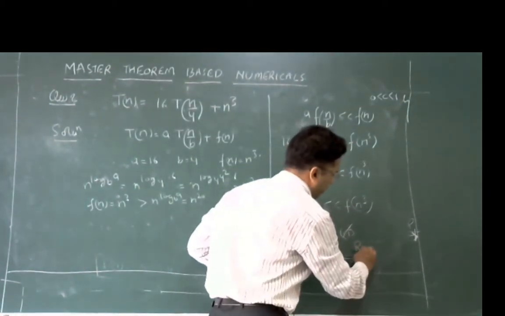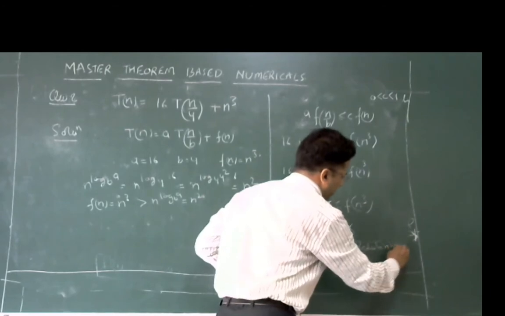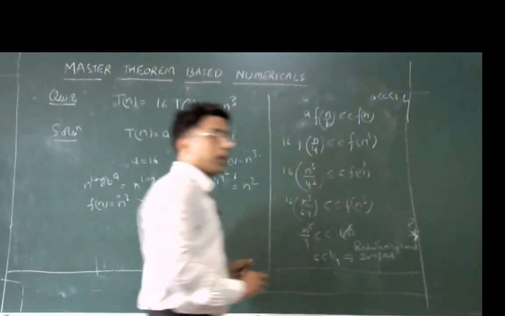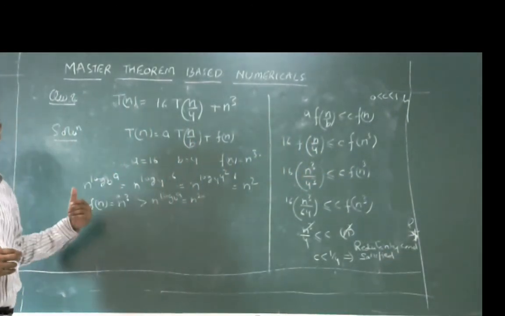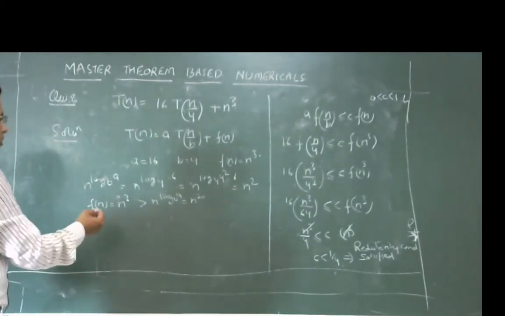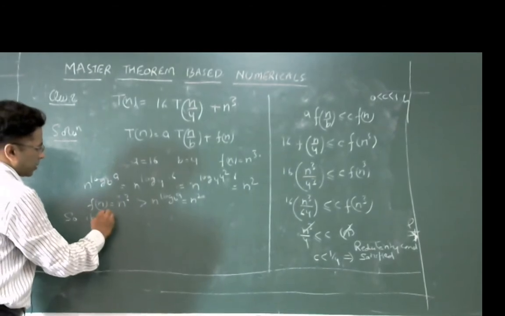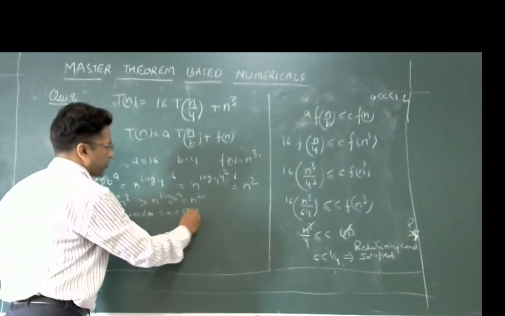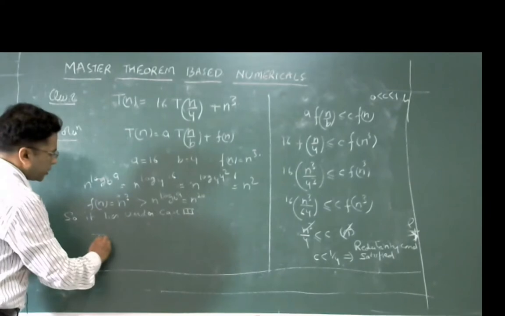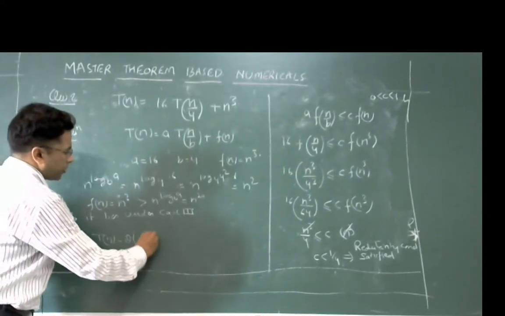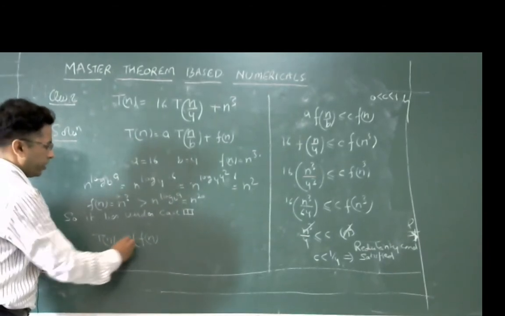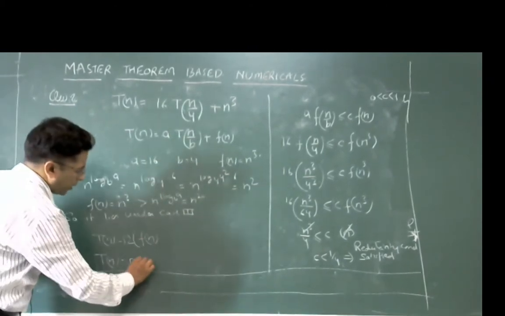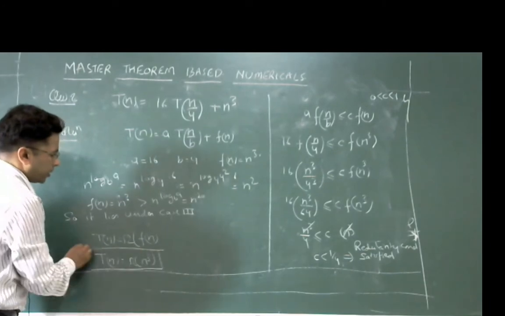So the regularity check, the regularity condition, is satisfied. Since the regularity condition is satisfied, we can go for case 3. It lies under case 3, and in case 3, T(n) is equal to theta of f(n), sorry, omega of f(n). So T(n) is equal to omega of f(n), which here is equal to n cube. So this will be the result.